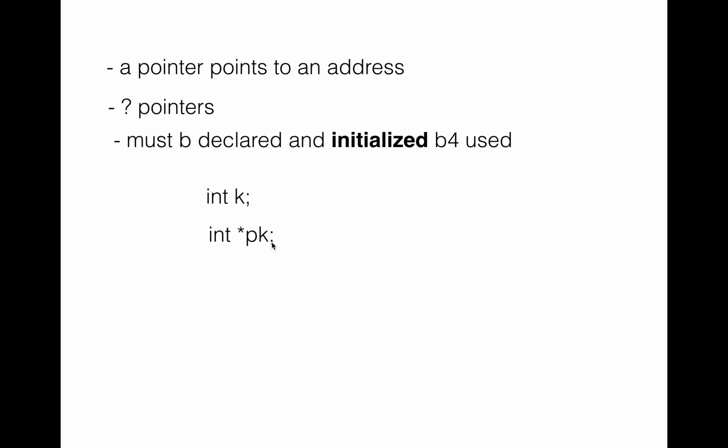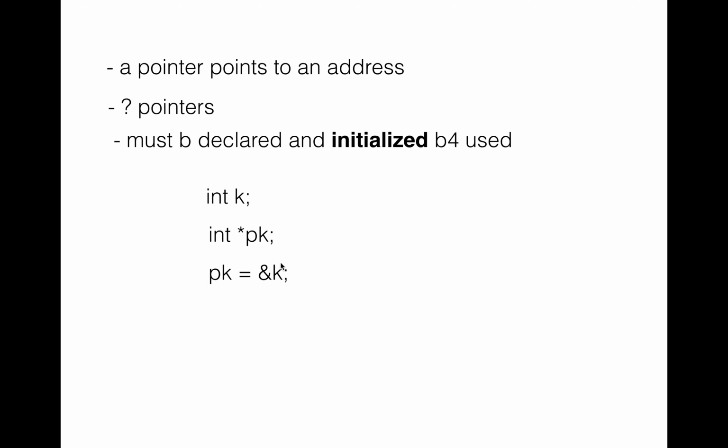Once a pointer has been declared, we need to also initialize it. We initialize a pointer typically by making use of the address of operator. So as you can see here, pk is equal to ampersand k, meaning pk holds the address of the variable k.